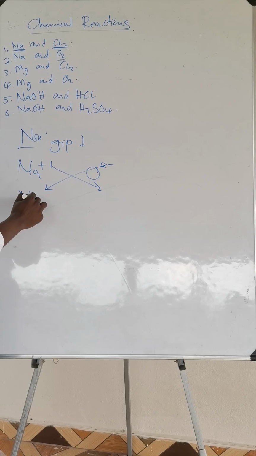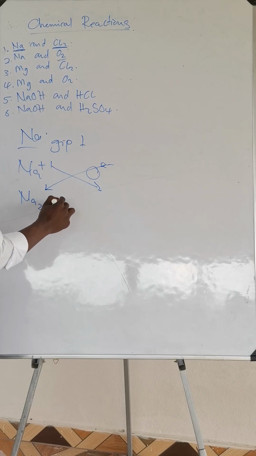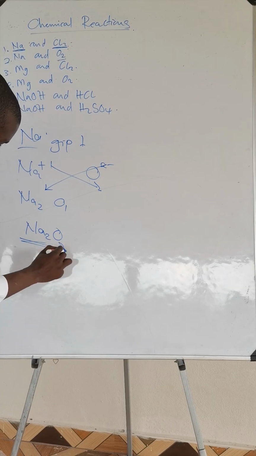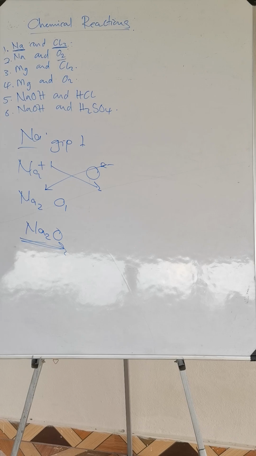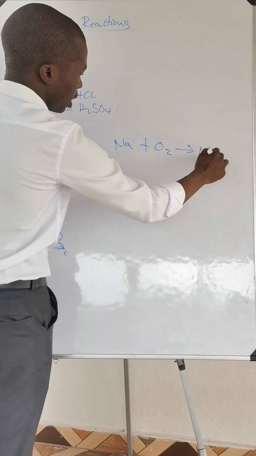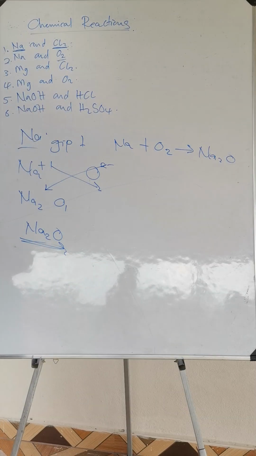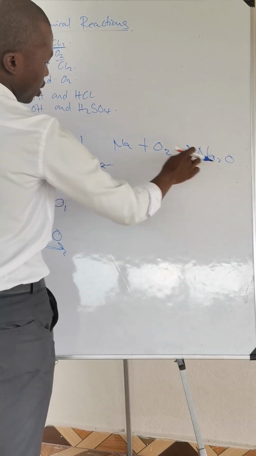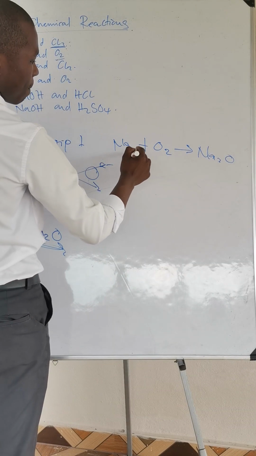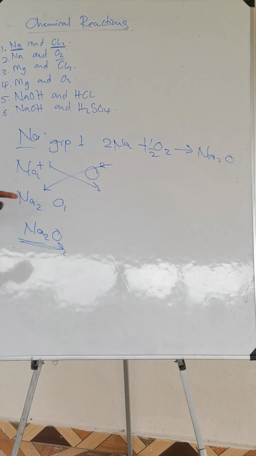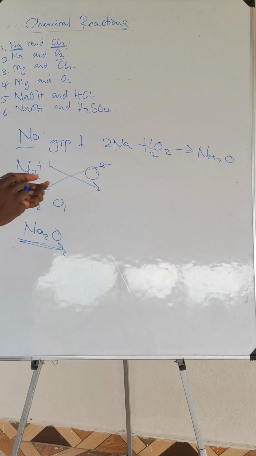So here it becomes Na2, then here is O1. So it becomes sodium oxide, Na2O. The equation becomes Na plus O2 to get Na2O. Here we balance the equation. Here is Na2, therefore we multiply here by half, then here by 2. Then our equation becomes balanced.